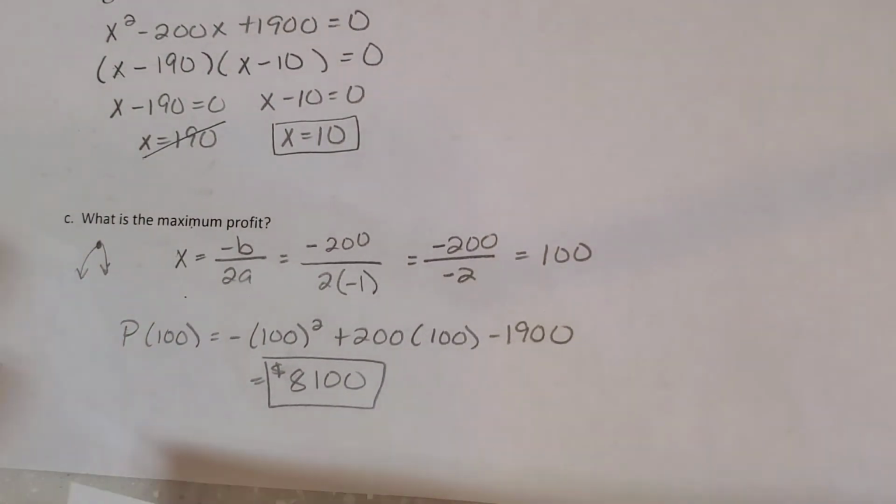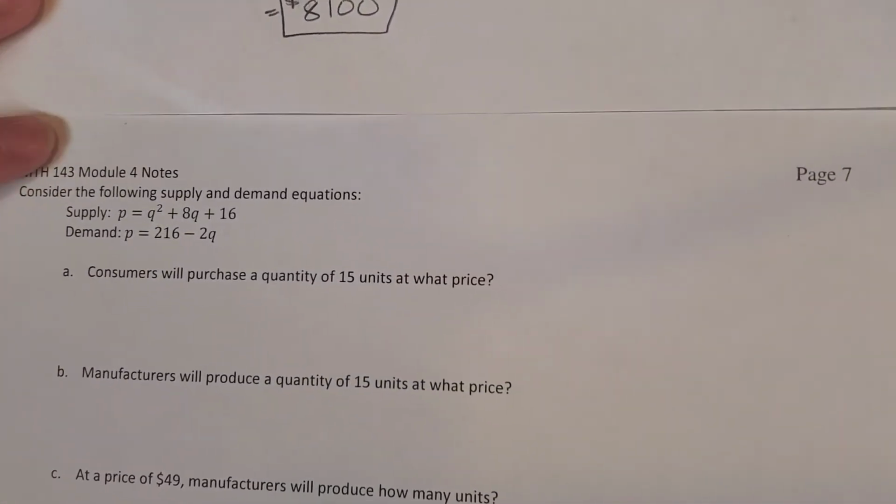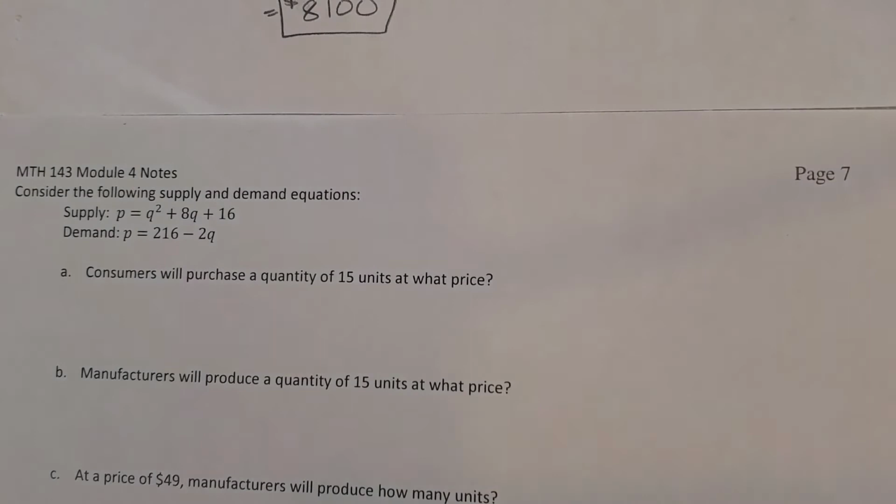All right, one more application on the next page. Consider the following supply and demand equations. We've got the supply, P is equal to Q squared plus 8Q plus 16. The demand, P is equal to 216 minus 2Q. So part A says consumers will purchase a quantity of 15 units at what price?